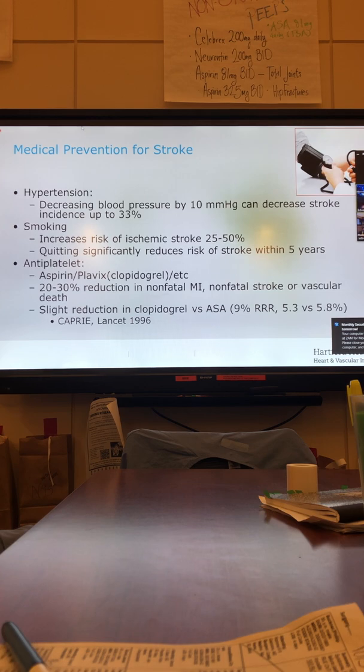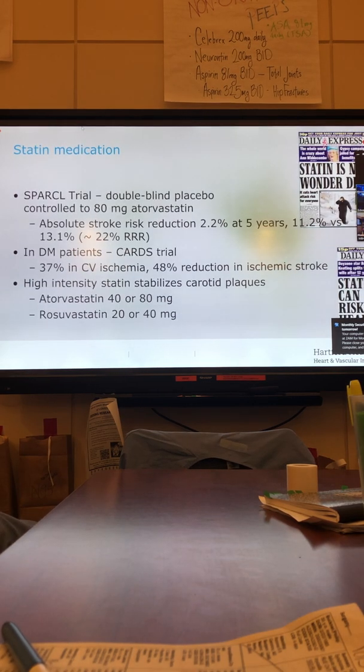So if they're on Plavix instead of aspirin, is Plavix better than aspirin? It's minorly better, right? So it's like 5.3% risk of stroke versus 5.8% risk of stroke. It's significant, but just barely, and it depends on how big of a trial.